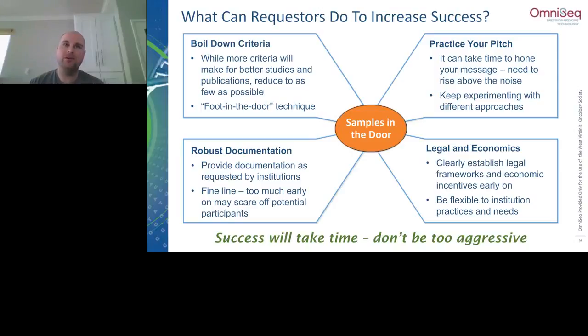Because if everyone stays in their own silo, if everyone is inflexible to the potential absolute requirements of other parties, then we'll continue to exist in this space where not as much research is getting done that could potentially get done. And that's really a shame, not only for the industry, but also for the promise of precision medicine as a whole.